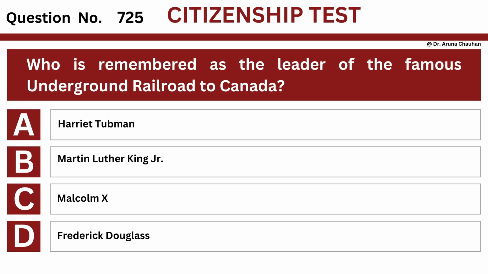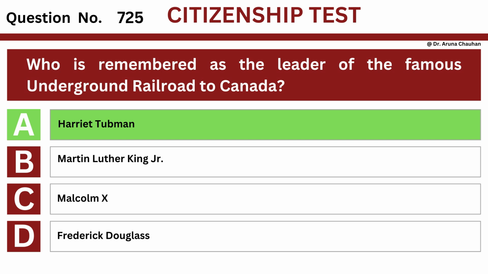Question number 725. Question: Who is remembered as the leader of the famous Underground Railroad to Canada? Option A, Harriet Tubman. Option B, Martin Luther King Jr. Option C, Malcolm X. Option D, Frederick Douglass. The answer is option A, Harriet Tubman.